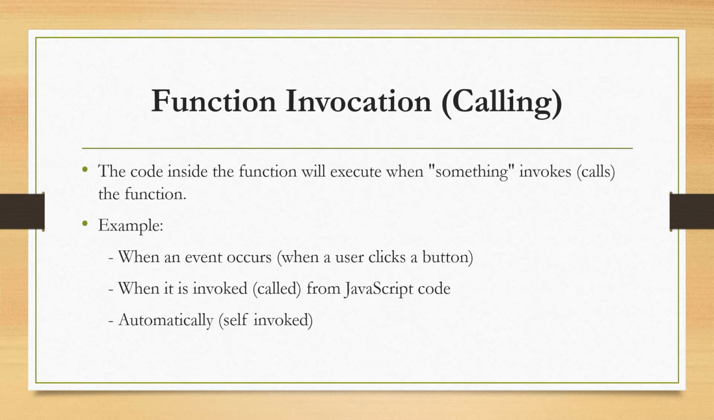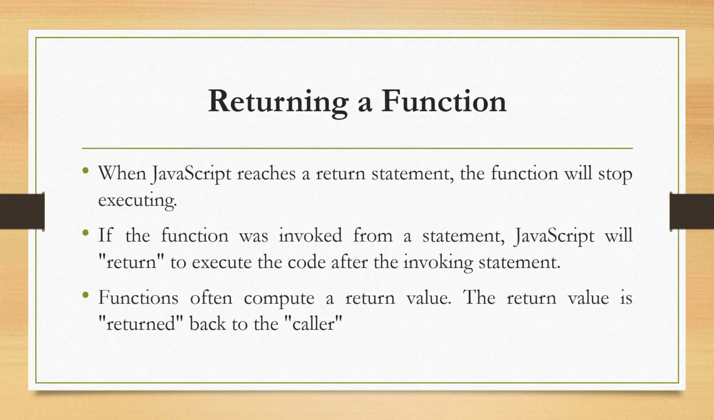Function invocation, or calling: the code inside the function will execute when something calls the function. For example, when a user clicks a button, or when it is invoked from JavaScript code, or automatically. When JavaScript reaches a return statement, the function will stop executing. If the function was invoked from a statement, JavaScript will return to execute the code after the invoking statement.